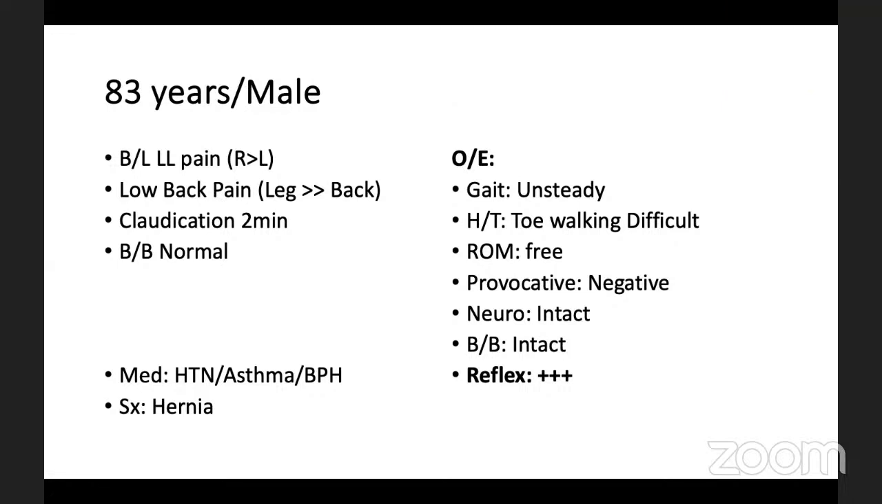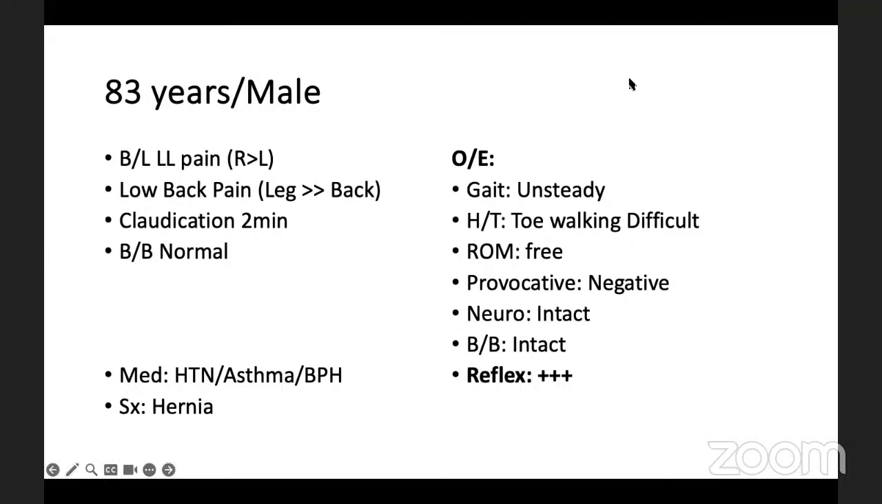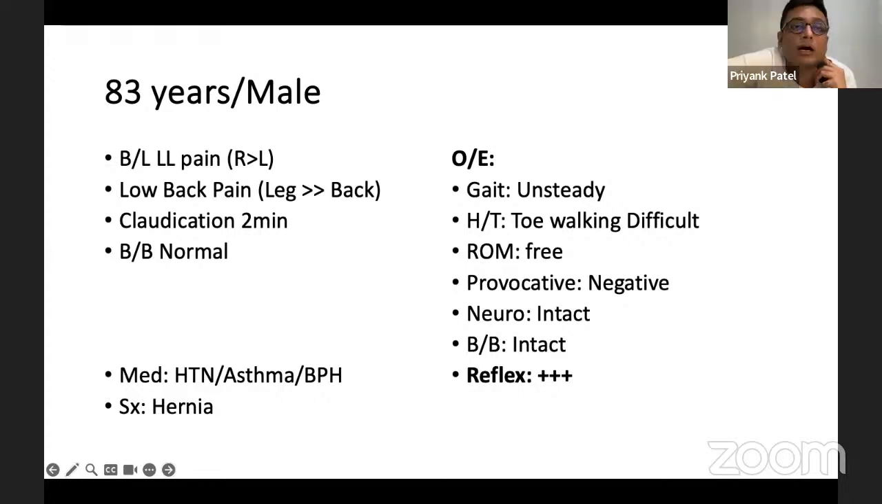In a pure LCS, the ankle jerks are going to be muted. Whereas in a tandem stenosis, you will find that the knee jerk is brisk and the ankle jerk is muted. So if you find in an LCS patient the knee jerk is brisk, then you have to start thinking that the patient has got tandem stenosis.